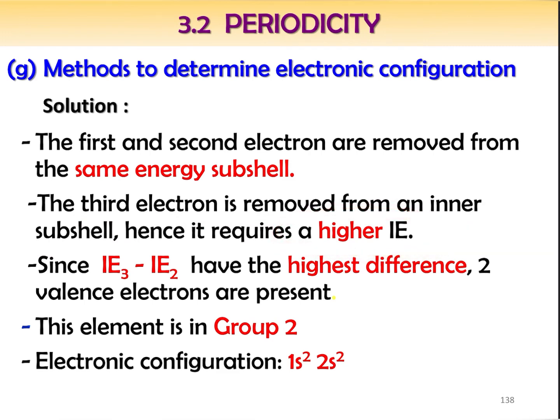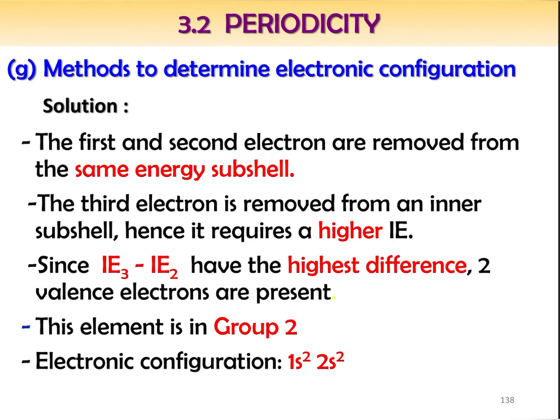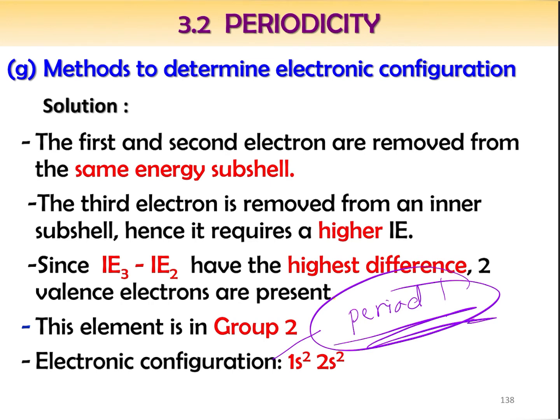Okay, and then since IE3 minus IE2 will give the huge ataupun the biggest differences, so we know that there are 2 valence electron present, so we can deduce that it is in group 2. So we can also write the electronic configuration. Okay, dia adalah 1s2 2s2. Okay, so bila kita boleh tulis electronic configuration, hanya bila you are given with period. Okay, so kalau kamu tahu period berapa of that unknown, barulah kamu boleh tulis macam ni.